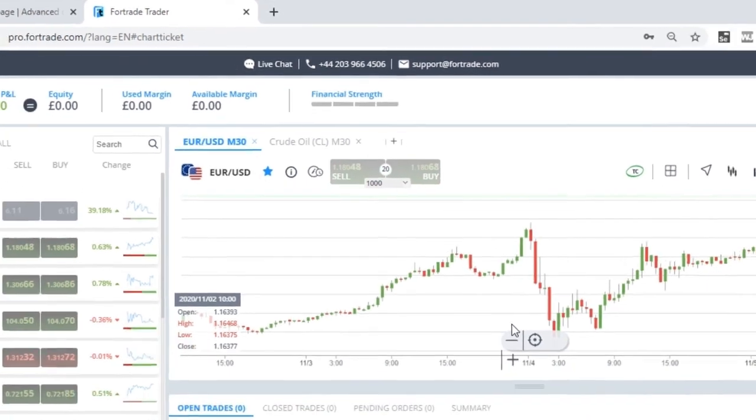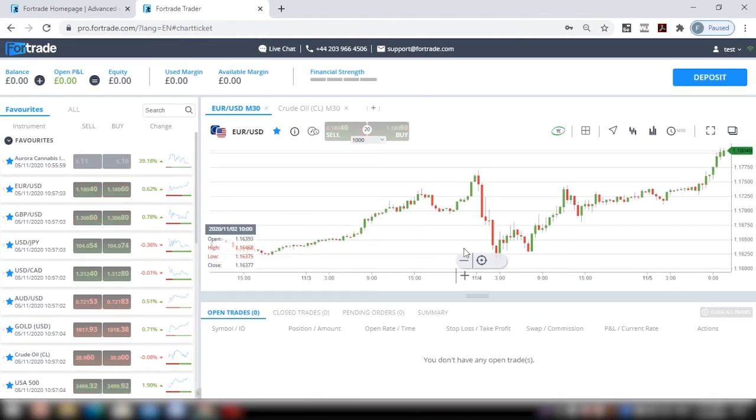Lastly, I would just like to remind you that all investment involves risk. Your capital is at risk.